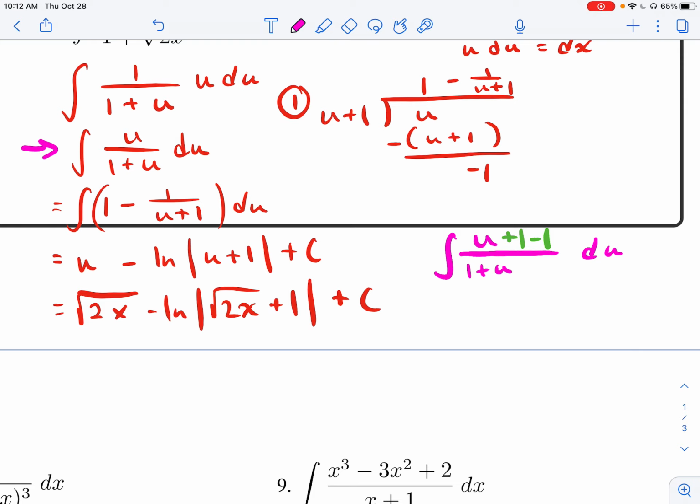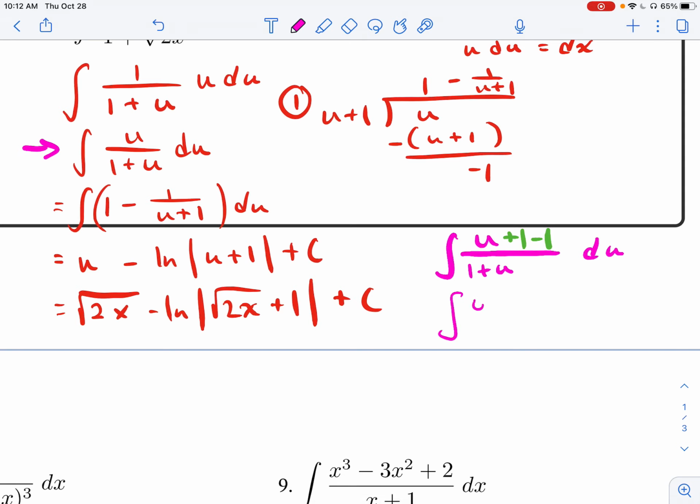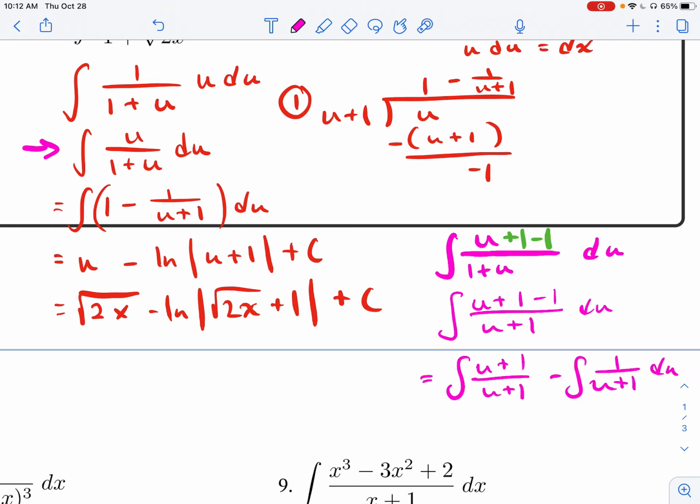And hopefully you see why. By adding 1 and then subtracting 1, I'm able to rewrite it as such. This is the integral of (u plus 1 minus 1) over (u plus 1) du, which we can then write as two separate integrals. We can say this as the integral of (u plus 1) over (u plus 1) minus the integral of 1 over (u plus 1) du. And then from here, this just simplifies to 1 minus the integral of 1 over (u plus 1) du.